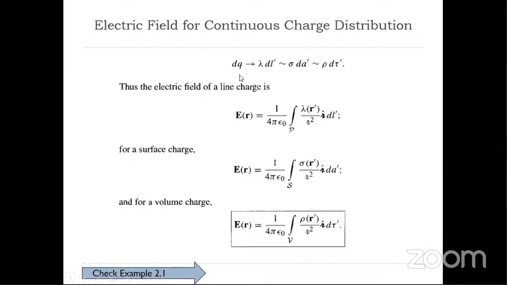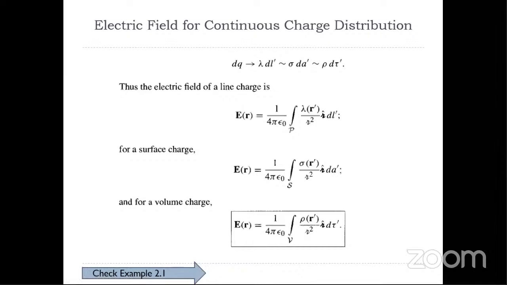And therefore, how to represent that small charge dq? In the case of linear charge, it is lambda dl. So how to understand this? What is lambda? Lambda is the ratio of dq divided by dl. And therefore, dq is equal to lambda dl.